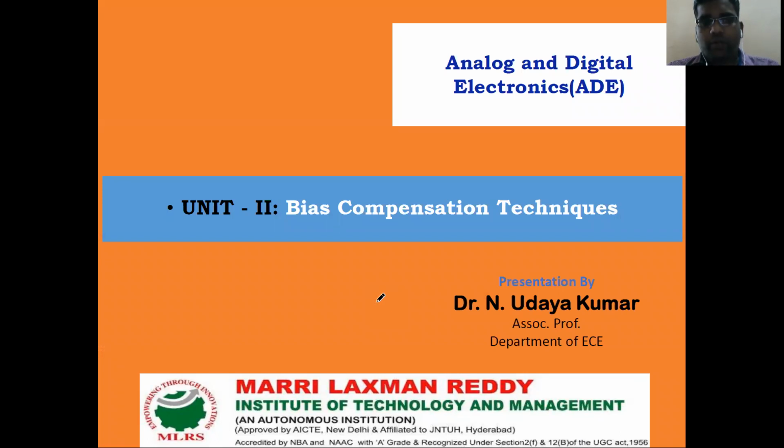Today, our topic is bias compensation techniques. In previous classes we talked about different biasing techniques and stabilization techniques. In biasing techniques, we've seen three types: one is fixed bias technique, the second is collector to base bias technique, and the third is voltage divider bias or potential divider bias technique. In all three cases, we've seen stabilization techniques along with them.